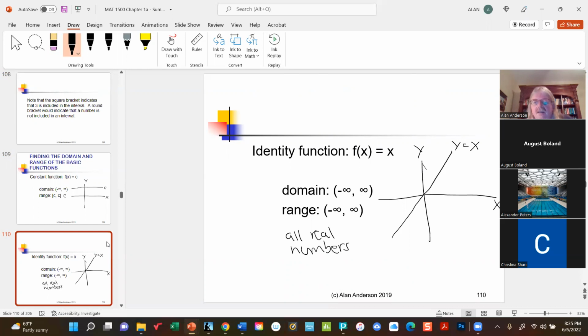By the way, in some math books, they use this symbol to represent the real numbers. I kind of like it. It's pretty cool. I don't know if this book uses it or not. But if I write this down, it means the real numbers.